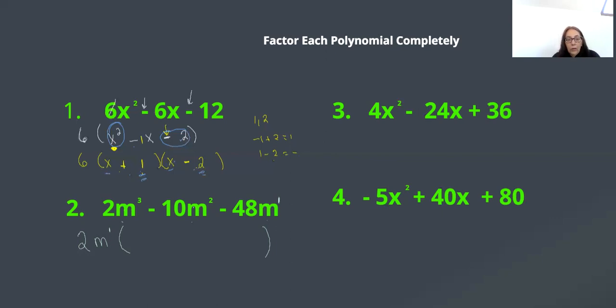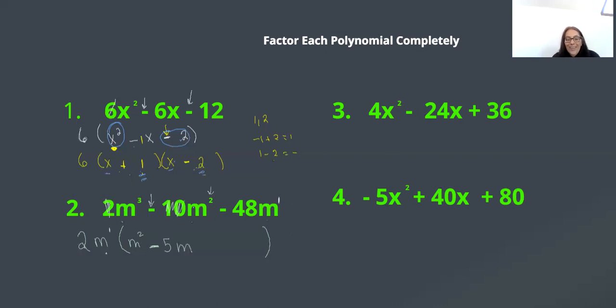2, we've got the 2. I got 1m here, I need 3, so I need the 2 more. m times m squared is m cubed, because remember, when you multiply and the bases are the same, you add those exponents. All right, a positive times a negative is going to give me that negative. 2 times 5 gives me the 10. I've got 1m here, but I need 2, so I got to put another m here.